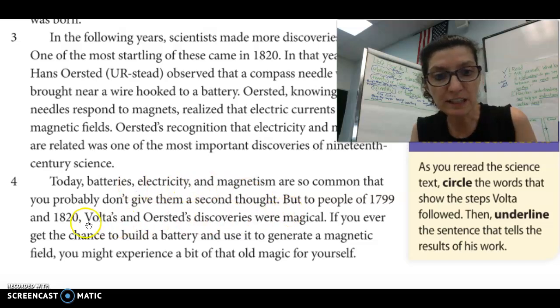But to people of 1799 and 1820, Volta's and Ørsted's discoveries were magical. If you ever get a chance to build a battery and use it to generate a magnetic field, you might experience a bit of that old magic for yourself.